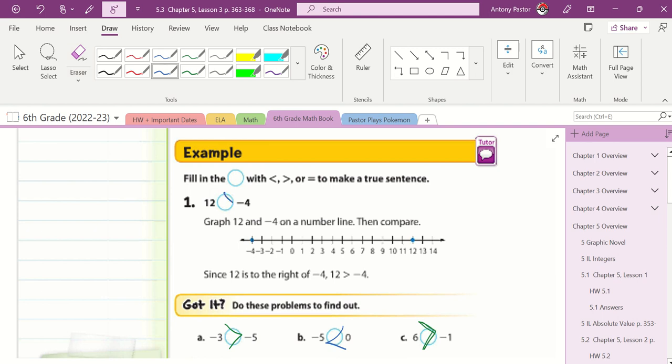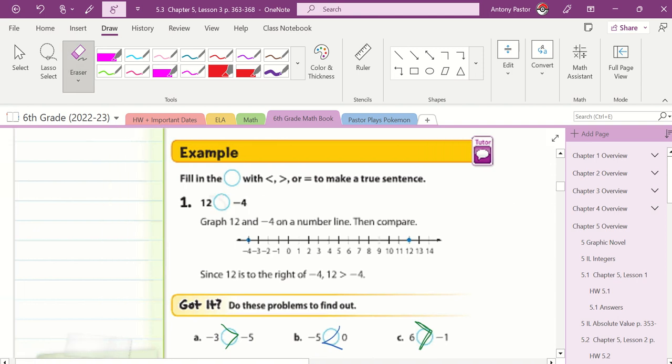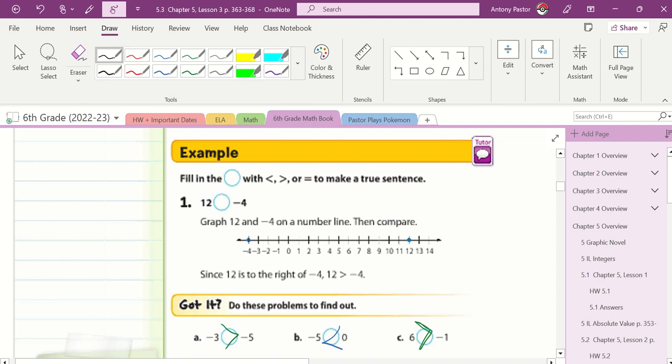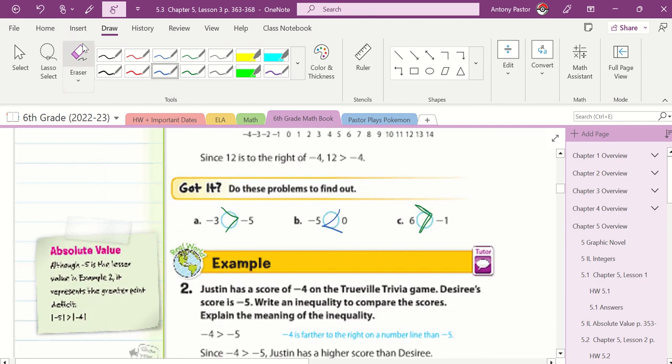So 12 will be greater than negative 4. We can already tell this because 12 is a positive number and negative 4 is a negative number, and positives are always greater than negatives. If we were to graph this, as shown down here, 12 is more to the right than negative 4 is. So my answer should be 12 is greater than negative 4.